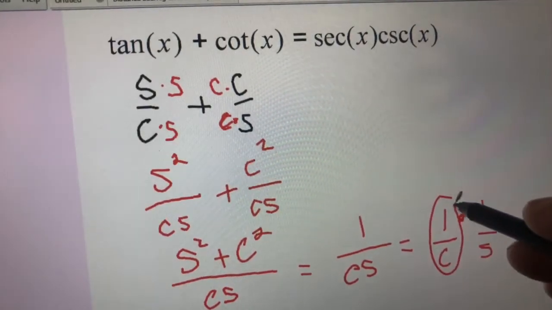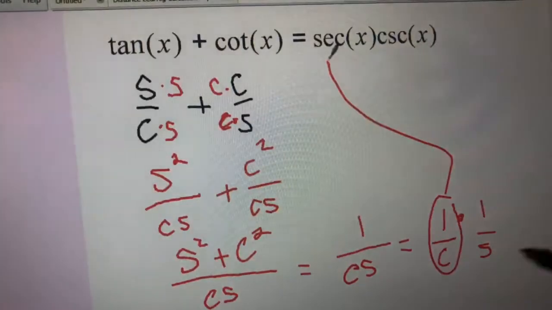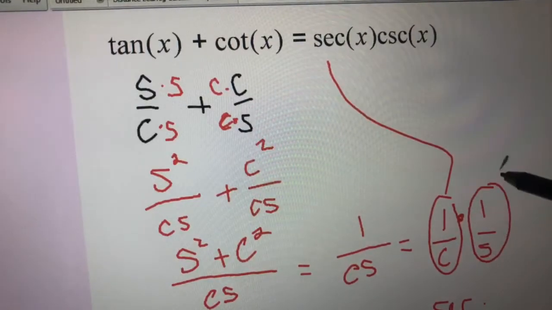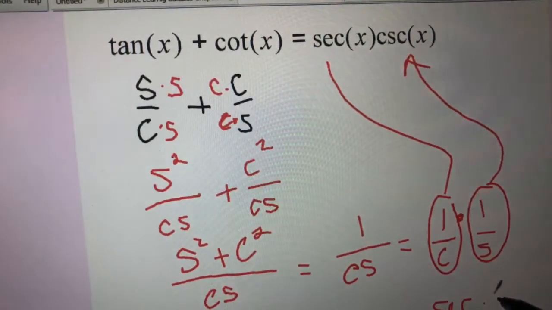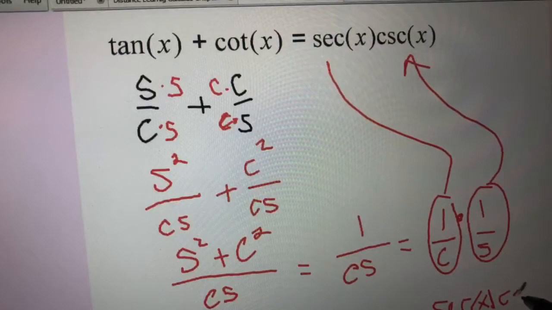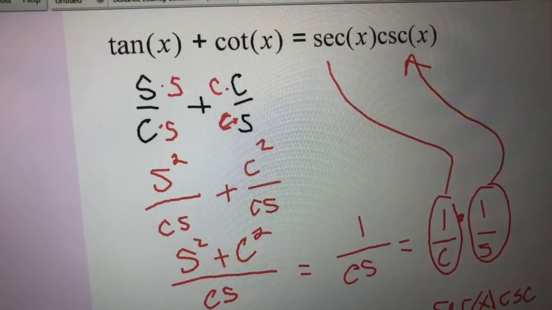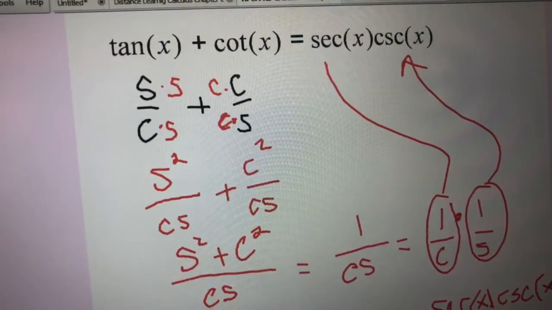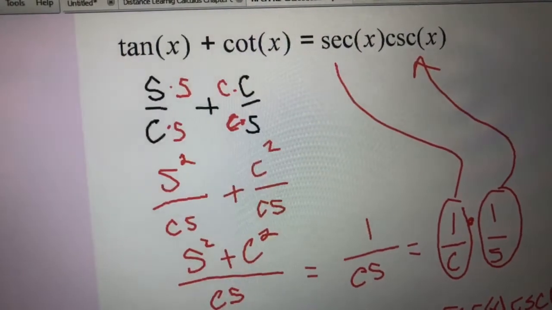1 over cosine is the same as that. So 1 over cosine is secant. 1 over sine is the same as cosecant of x. So now I'm going to write the full name for it because it's not sine and cosine. And you'll know why. I think you understand why we have to write secant and cosecant as such.